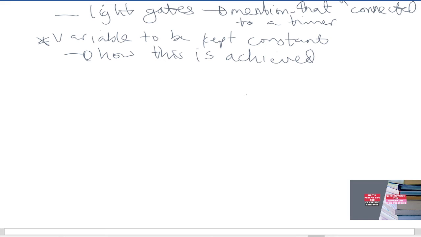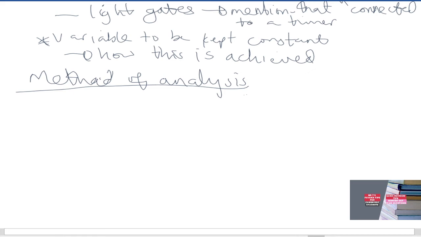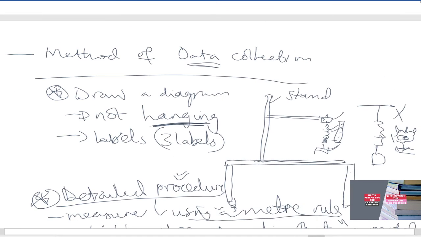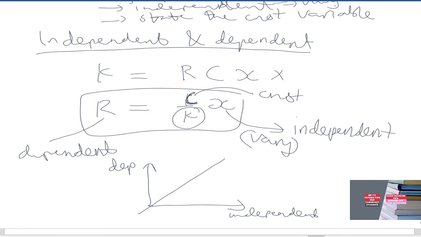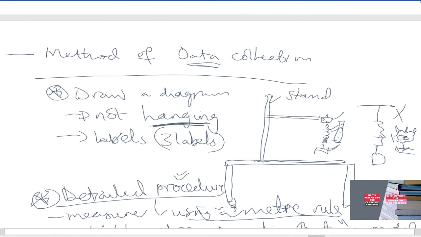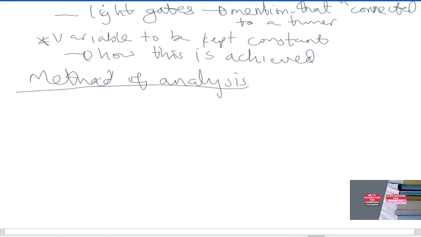Right, so I think from there we have exhausted methods of data collection. We now have the next subheading, which is going to be methods of data analysis. Okay, so in the method of data analysis, you have the equation. I think we had one. I wrote there. We said R is equal to C over K times X. That's the one that you're working with. So the formula is R is equal to C over K times X.